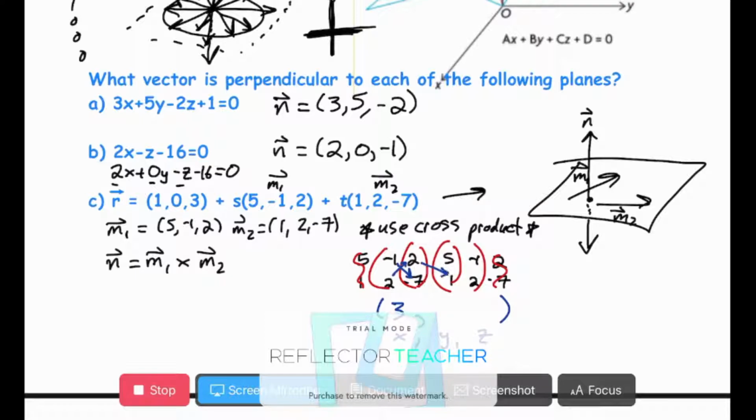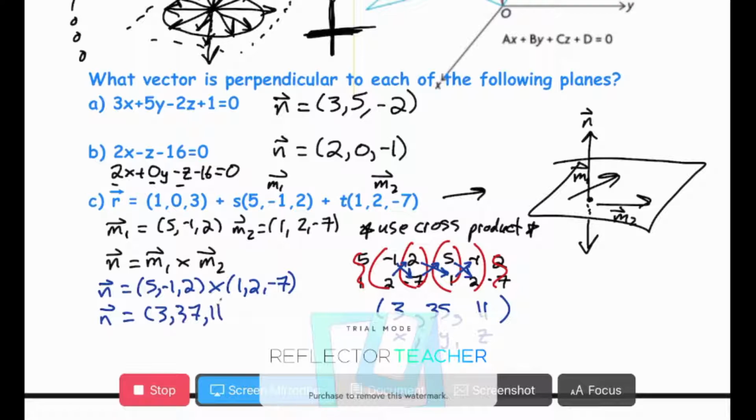Multiply across. 2 times 1 is 2, minus -35. 2 plus 35 is 37. And multiply across. 5 times 2 is 10, minus -1 is plus 1, is 11. Therefore, n is equal to 5, -1, 2, cross 1, 2, -7 equals 3, 37, 11. And did we need to do anything else here? Did we need to find the equation of our plane? No. It just said what vector is perpendicular, and we have found that, so we are good to go.